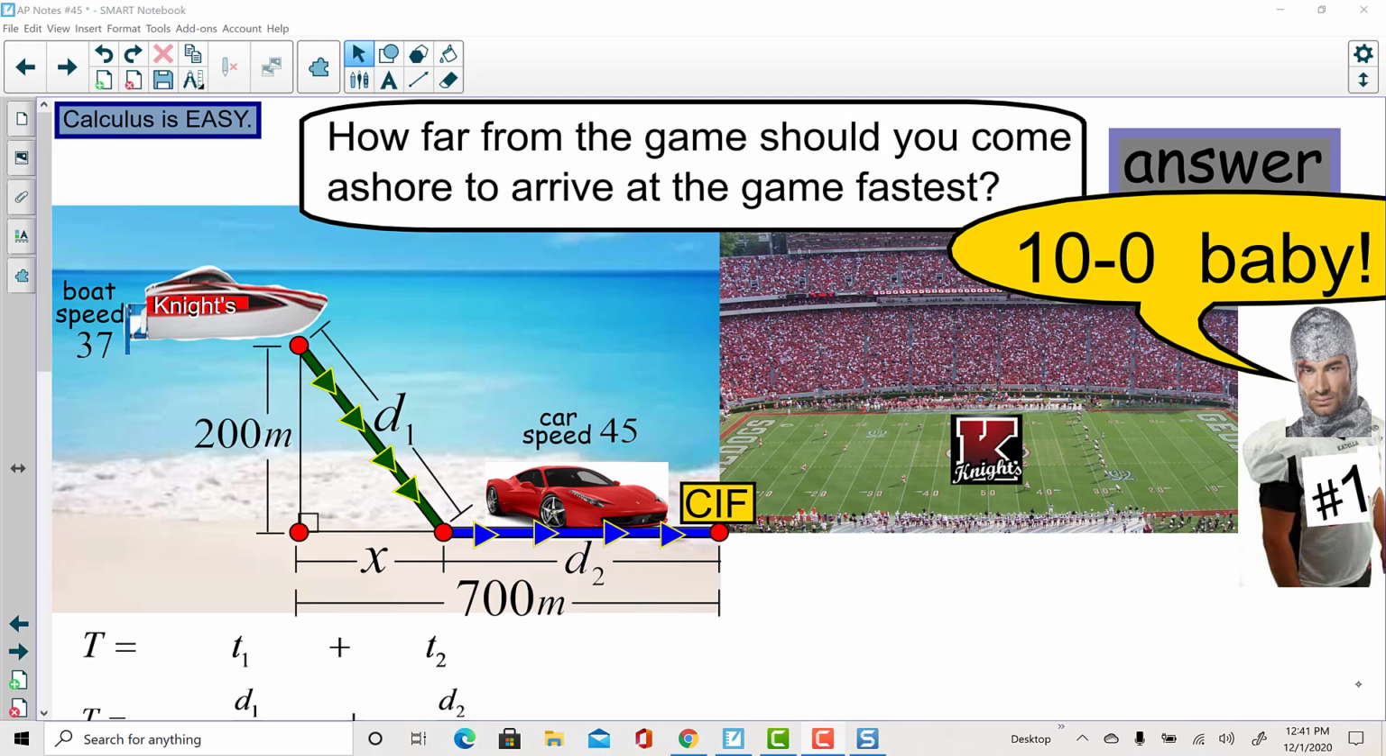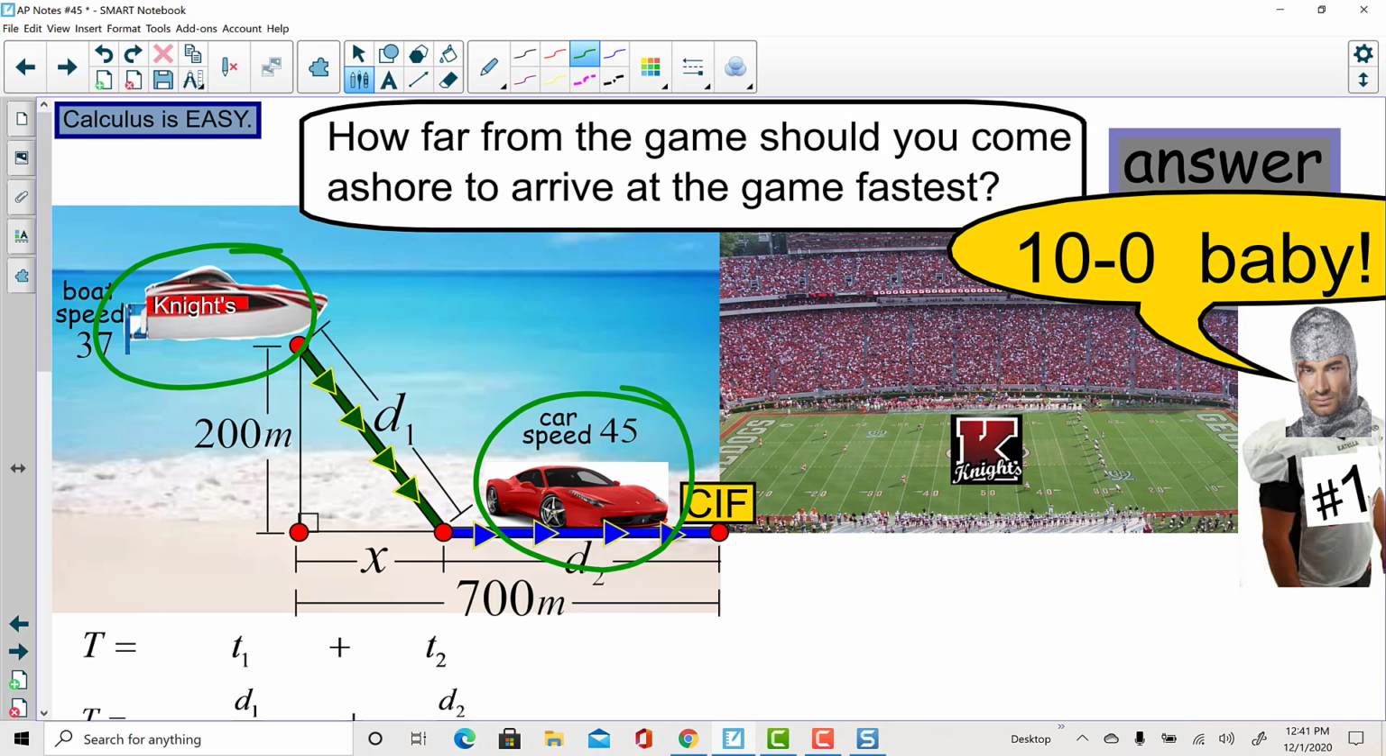Okay, here's our last example. We have an example where one of our football players is trying to get to the football game as fast as possible. Right now, he's on a speedboat. The speedboat can go 37 miles per hour, and his friend is waiting in a car, but the car can go faster. It can go 45 miles per hour. So we're trying to figure out, what should the guy do?